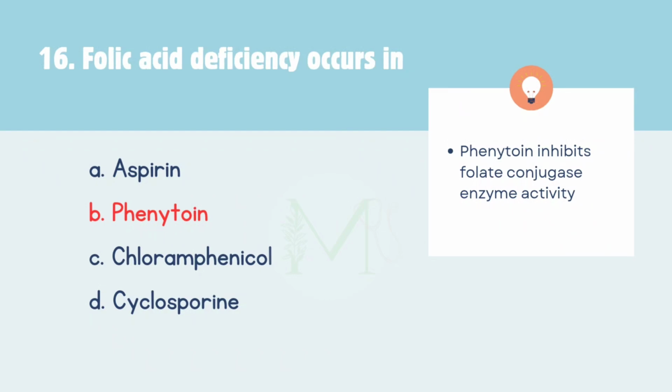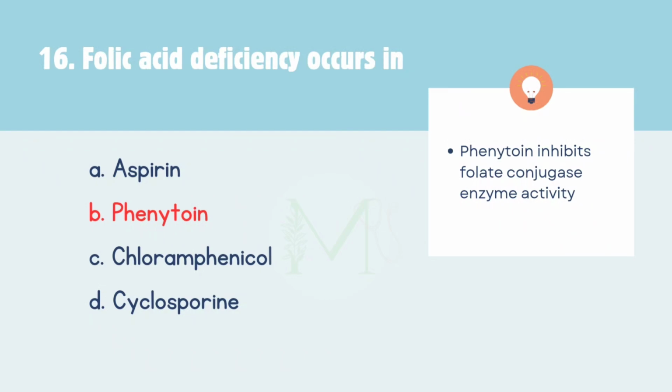Also, we can correlate this phenytoin drug to the other question that we have studied recently. Gingival hyperplasia. Yes, phenytoin is one of the drugs known to cause gingival hyperplasia. So let's look at the options. Aspirin. It is incorrect. Aspirin does not typically cause folic acid deficiency. It can cause gastric issues but has no direct effect on folate level. Phenytoin is the correct answer. Chloramphenicol is incorrect because chloramphenicol can cause bone marrow suppression but does not directly cause folic acid deficiency. Cyclosporin is also incorrect because cyclosporin is an immunosuppressant but primarily causes nephrotoxicity but not folic acid deficiency.